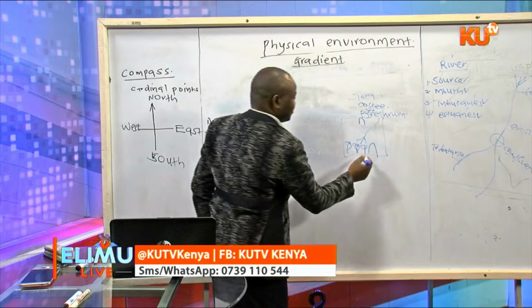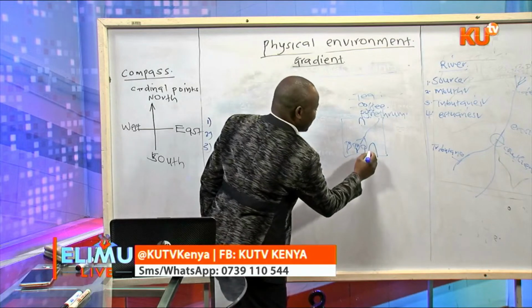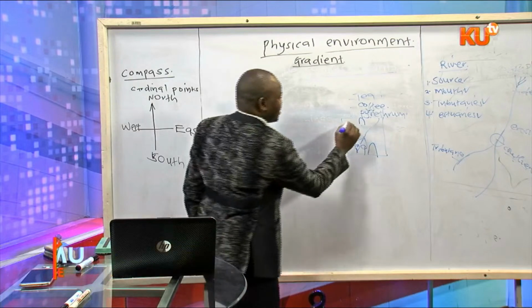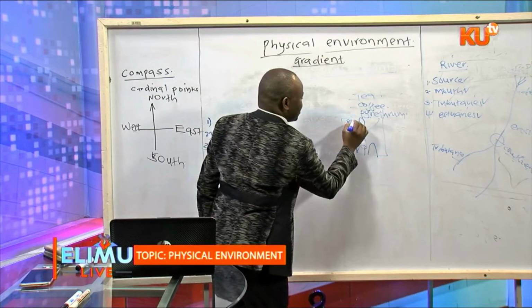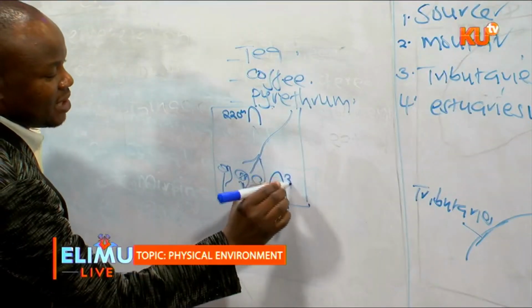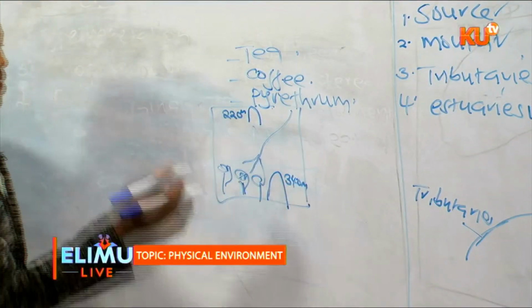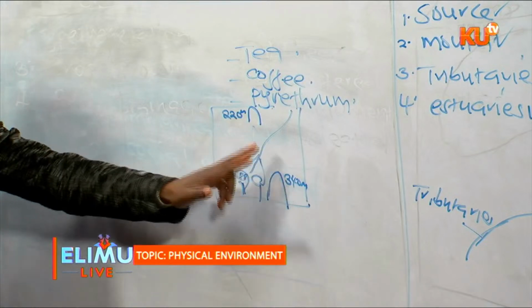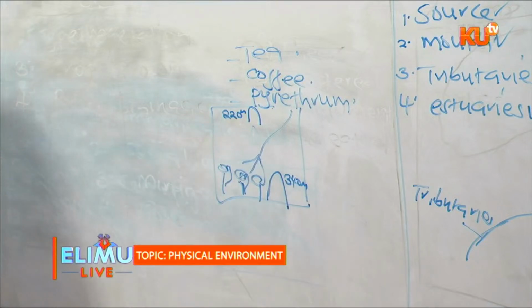So this mountain, you now check the mountain peak. For example, this one can be 220 meters, and this one can be 340 meters above the sea level. Now, the highest part, you check on the mountain peak, it will tell you in which direction is the lowest and which direction is the highest.